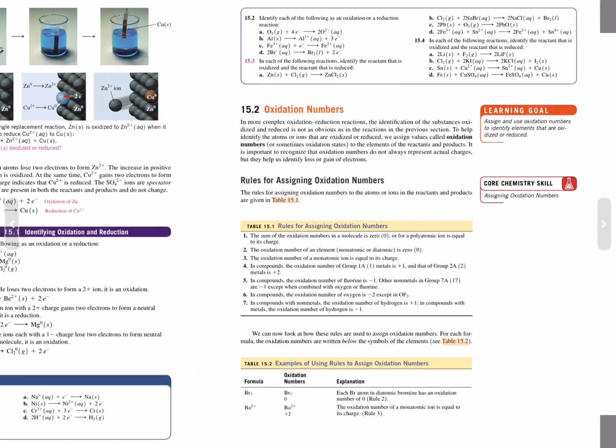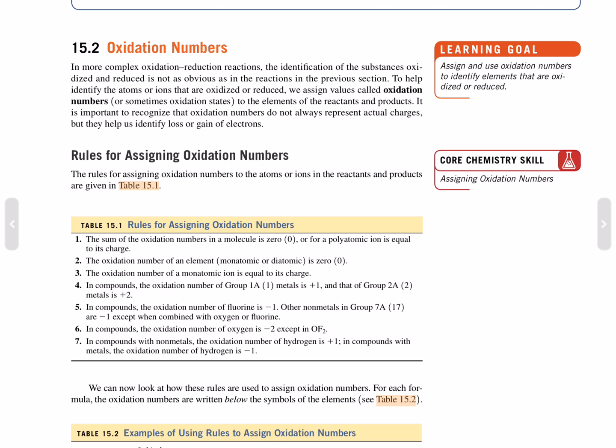Section 15.2 Oxidation Numbers. In more complex oxidation-reduction reactions, the identification of the substance oxidized and reduced is not as obvious as the reactions in the previous section. To help identify the atoms or ions that are oxidized or reduced, we assign values called oxidation numbers, or sometimes oxidation states, to the elements of the reactants and the products. It's important to recognize that oxidation numbers do not always represent actual charges, but they do help us identify loss or gains of electrons. Rules for assigning oxidation numbers.